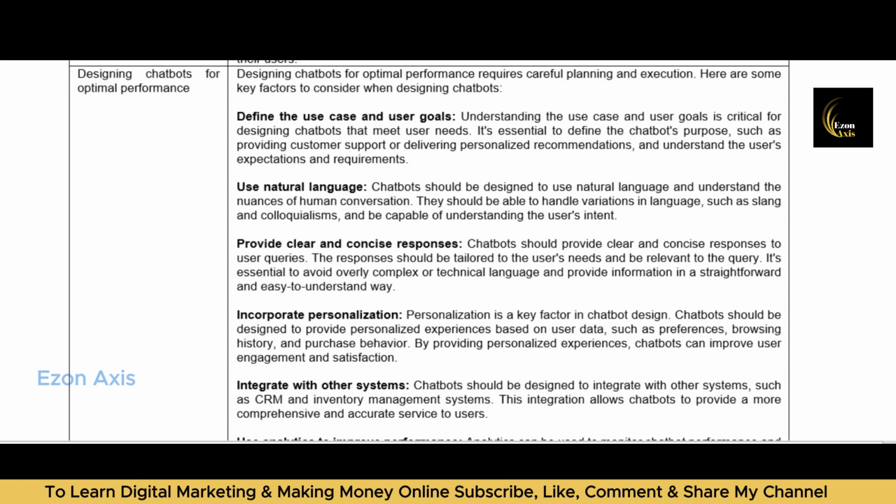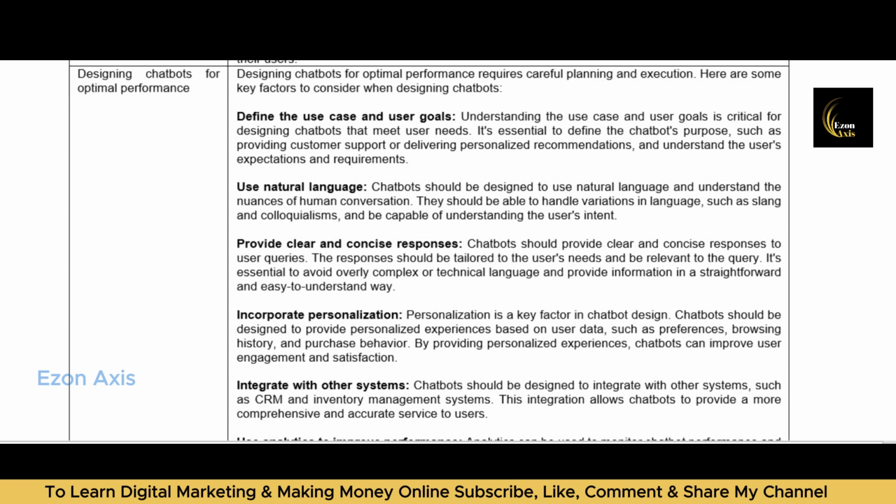Use natural language. Chatbots should be designed to use natural language and understand the nuances of human conversation. They should be able to handle variations in language, such as slang and colloquialism, and be capable of understanding the user's intent.